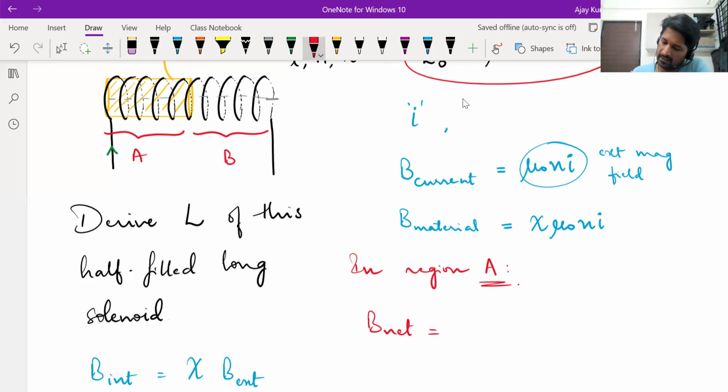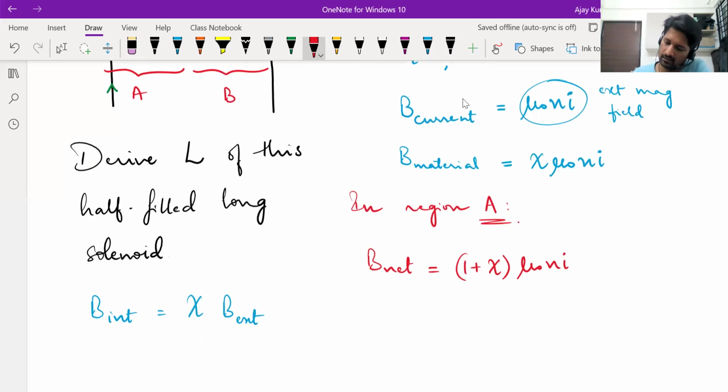Net magnetic field, you'll have to add these two, is 1 plus X times mu naught Ni. Mu naught Ni is due to current, X mu naught Ni is due to material. Add both, you'll get the total magnetic field in that region. So the net magnetic field in region A is 1 plus X times mu naught Ni. Whereas in region B material is not there, no? So the net magnetic field will simply be mu naught Ni.